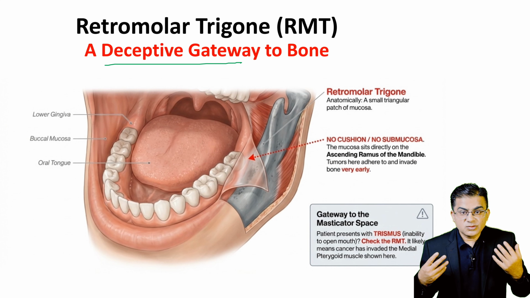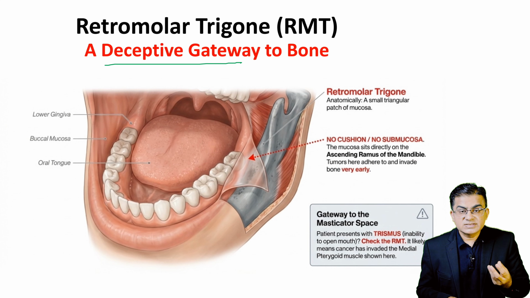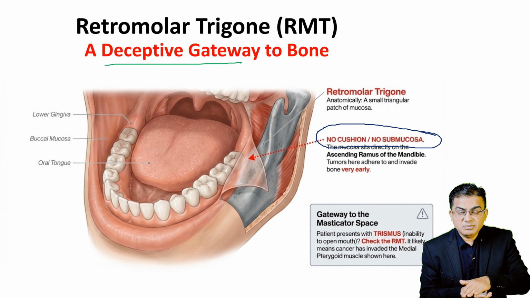In other parts of the oral cavity, you have a nice layer of submucosa protecting the underlying structures. But here in the RMT, there is no submucosa. The mucosa sits directly on the periosteum of the ascending ramus of the mandible.